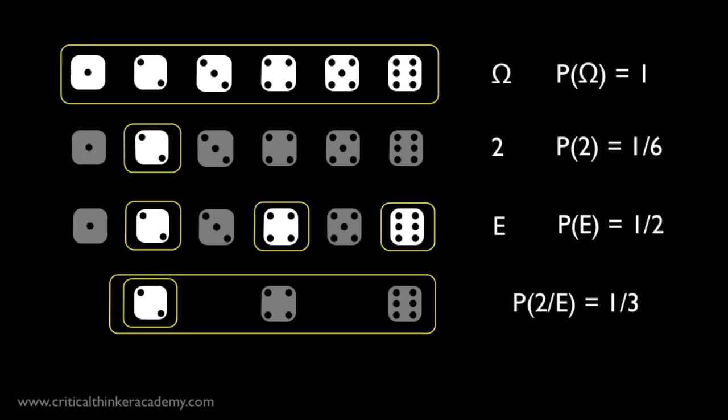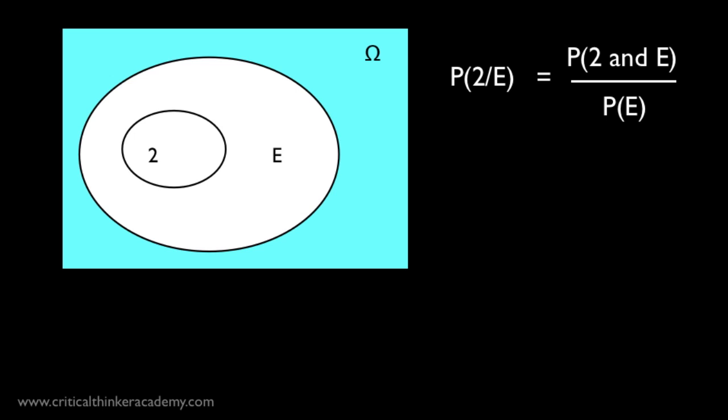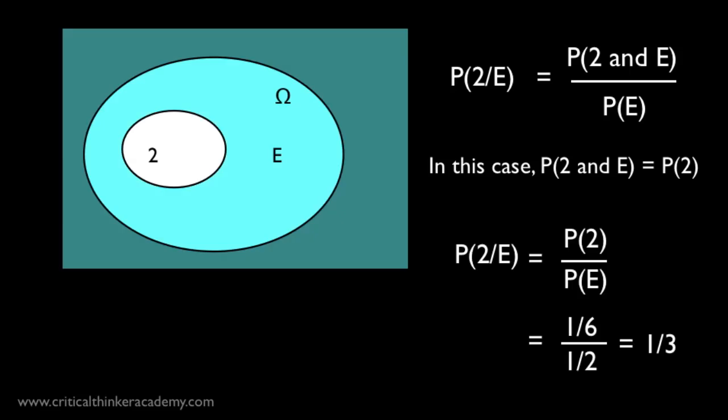And note that the 2 is entirely within the evens. This corresponds to a sample space that looks like this. Here the overlap is complete, with the 2 a proper subset of the evens. But the formula works all the same. If A is included inside B, then the intersection of A and B is just equal to the area of A. In this case, the intersection of 2 and E is just equal to the area of 2. This simplifies the calculation. The numerator is just the area of 2, and the denominator is just the area of E. When we plug in the probabilities, we get our answer, 1/3.